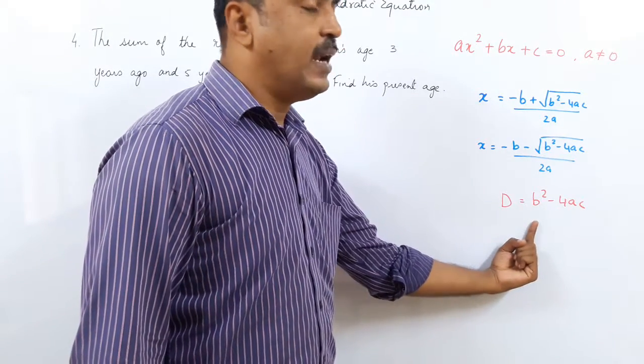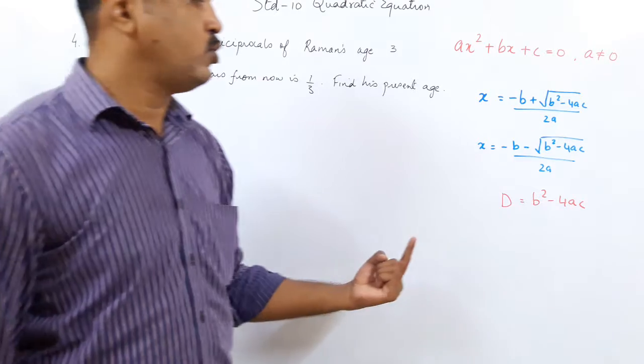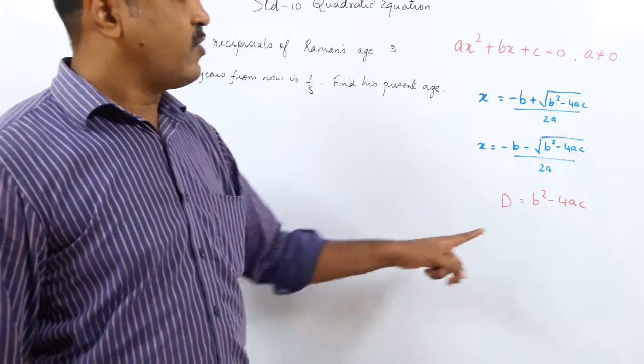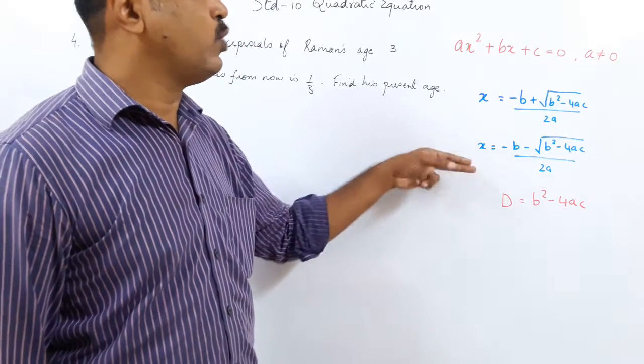If the discriminant is a negative value, we get no real roots. If the discriminant is 0, we will get one real root. If the discriminant is greater than 0, we will get two real roots.